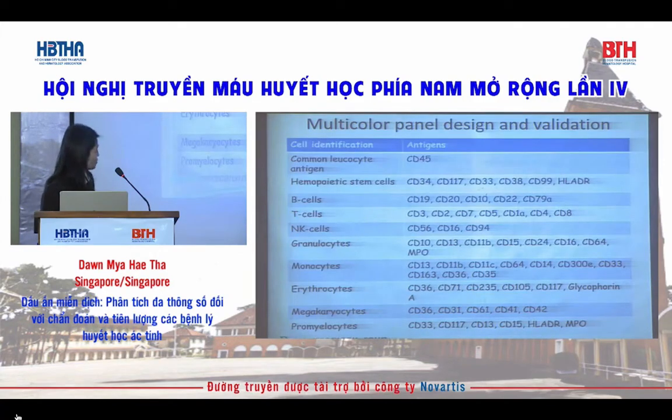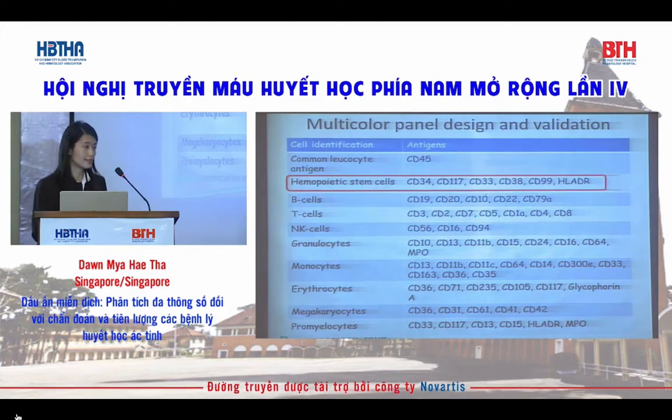And these are some examples of target antigens found on various types of hemopoietic cells. For example, if we want to investigate the stem cells, we can select antigens like CD34, CD117, CD33, CD99, and so on.